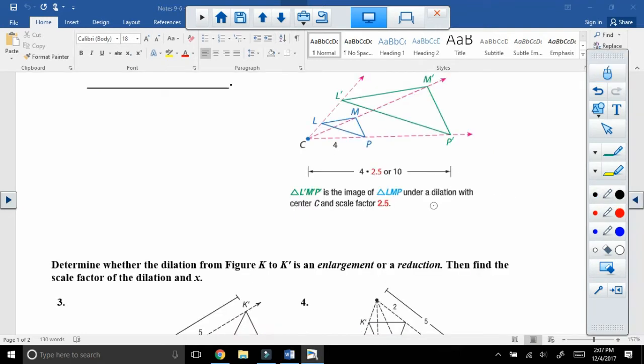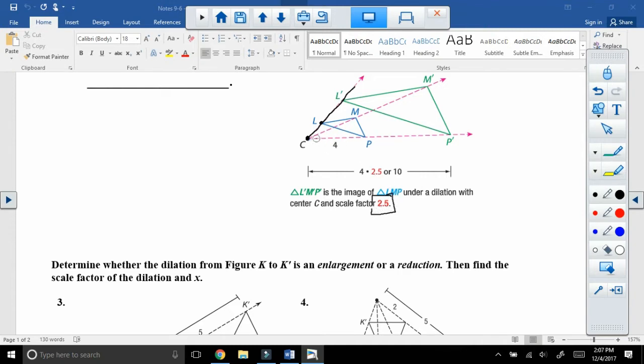So looking at this example here, we can see that here is the center of the dilation. We see that all of these points are not on that. So here is L. If you connect that line, L prime will be on that line, and the ratio here will be whatever the scale factor is. So it says that the scale factor is 2 to 5.